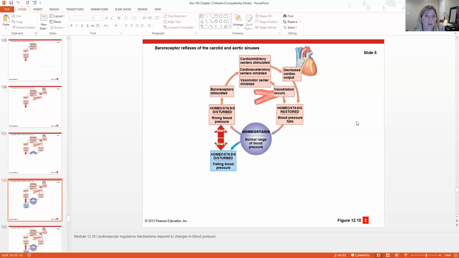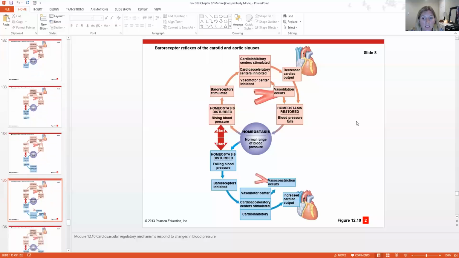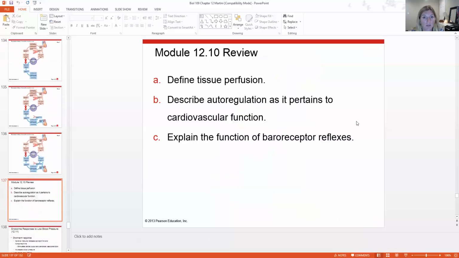Or vice versa. When blood pressure falls, then our baroreceptors are inhibited. So our vasomotor center is going to be activated, our cardioacceleratory center is stimulated, and cardioinhibitory is inhibited, ultimately increasing cardiac output, and vasoconstriction occurs, getting blood pressure back up, getting us back to homeostasis. You can pause the video here and go back and answer these three questions.